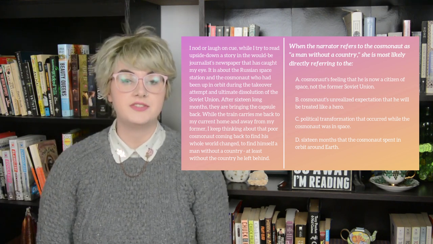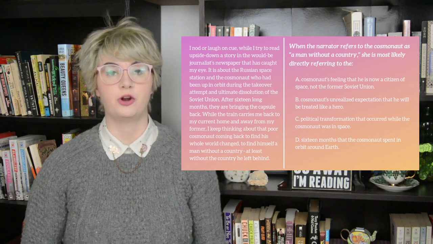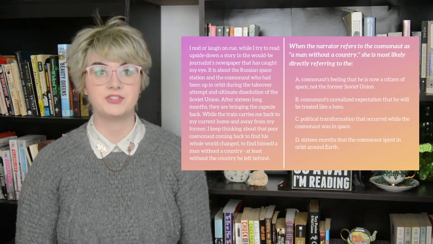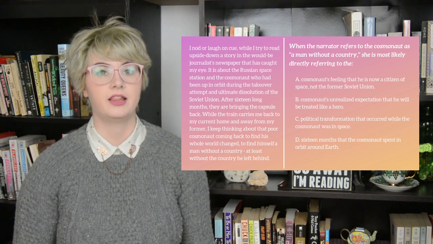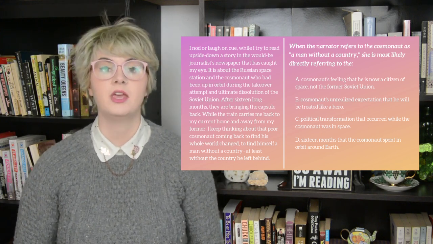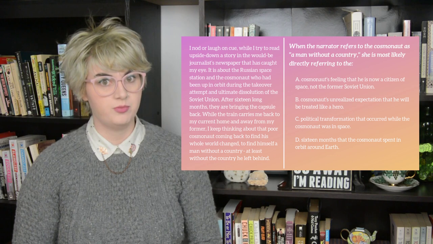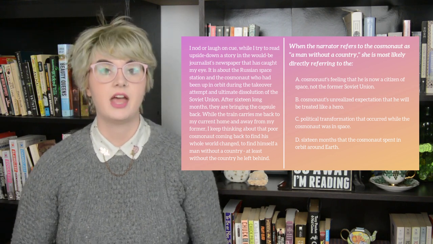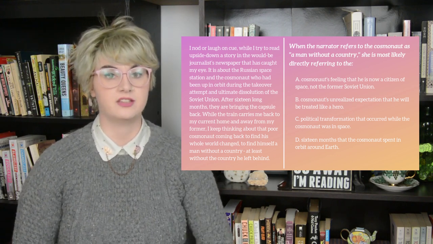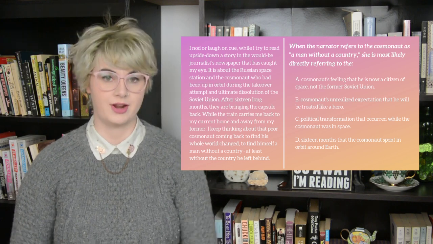So C suggests that there's been a political transformation that occurred while the cosmonaut was in space, and that is the reason that he no longer feels like a resident of his home country. So we know from the passage that some kind of political transformation did take place, and we know from the narrator's perspective that the cosmonaut may no longer feel like a resident of his home country.